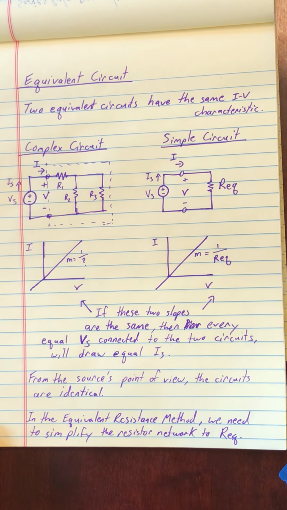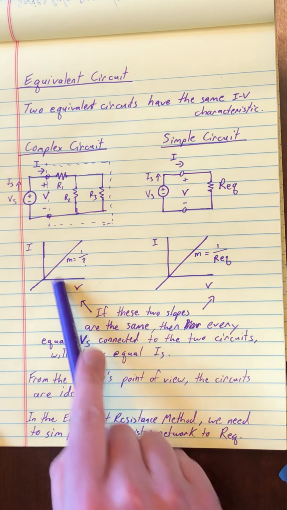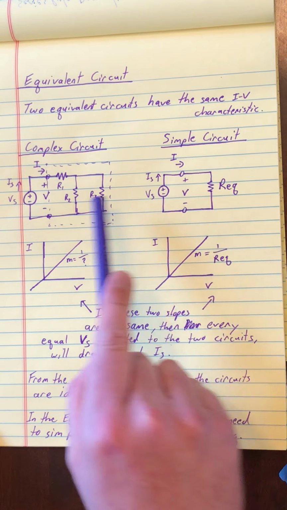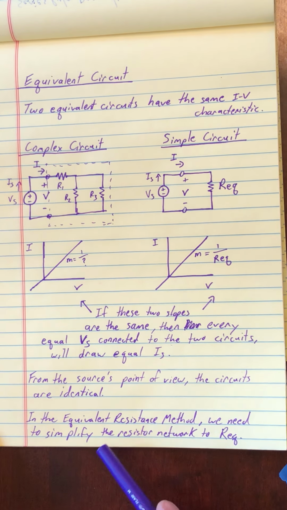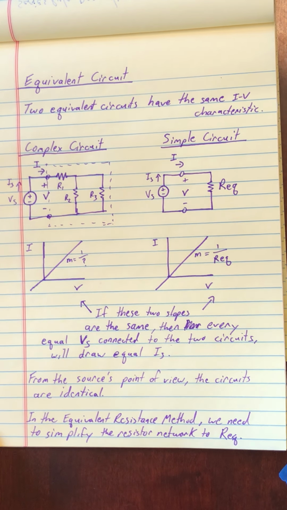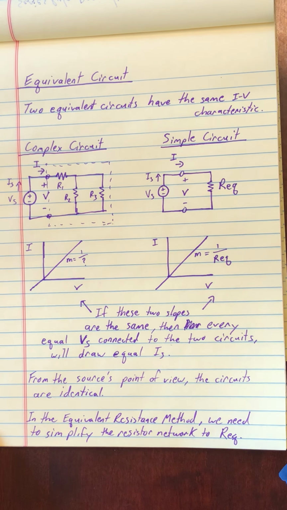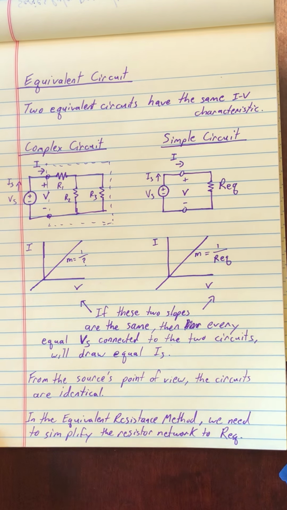solve these circuits. So it says here, if these 2 slopes are the same, then for every voltage that I put, I get the same current on both of them. So they act the same way according to any source that I put on there. And that's the idea. So from the source's point of view, the circuits are identical. They're actually not identical. They're equivalent because they don't have the exact same parts inside, but the source cannot determine the difference from that. And so we're going to use the equivalent resistance method here to simplify any of these resistor networks into an REQ.